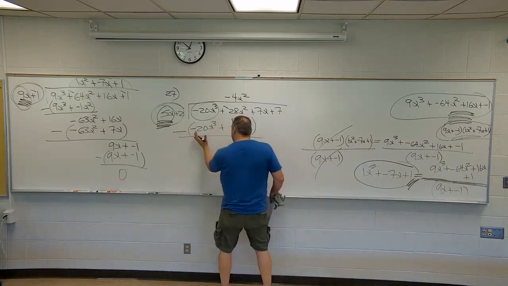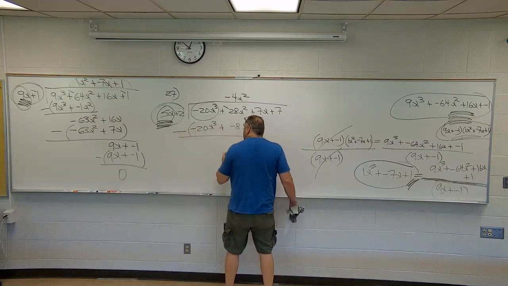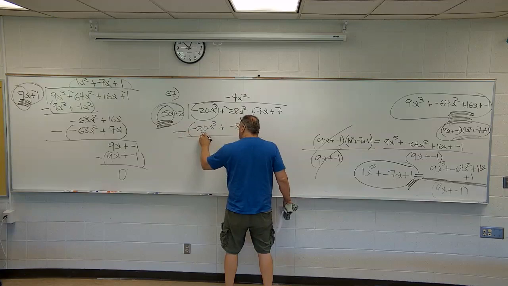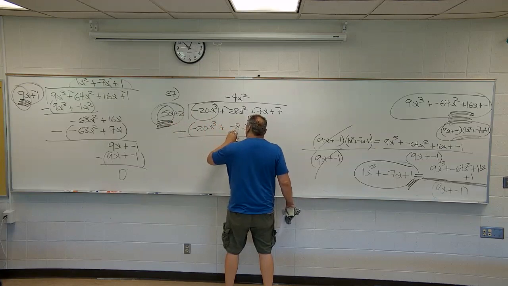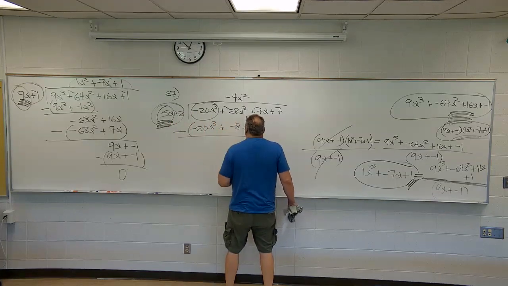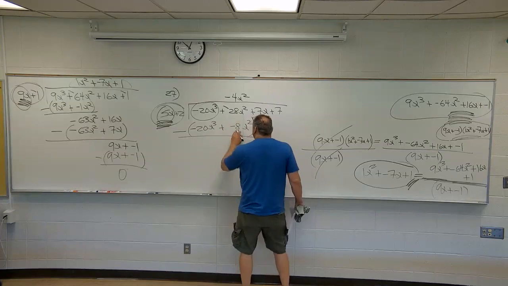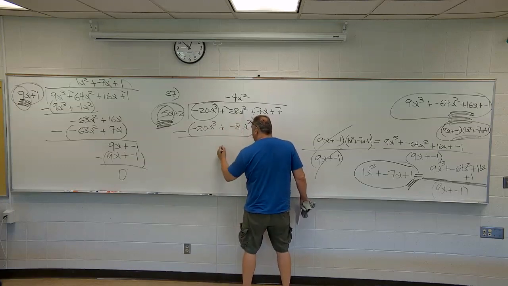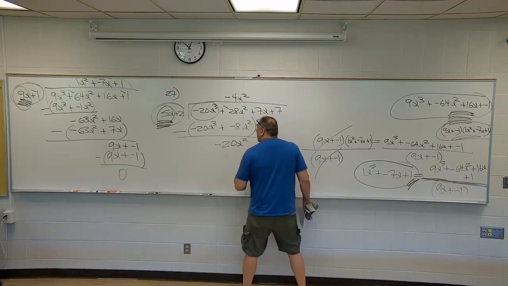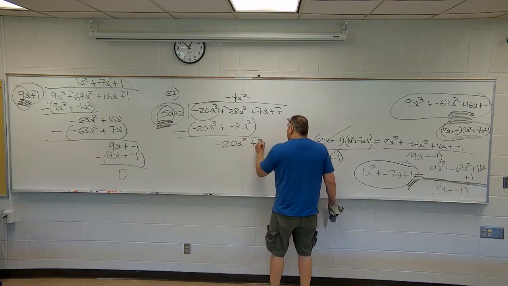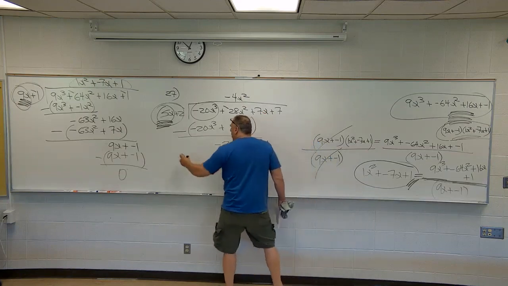Let's subtract that whole quantity. Bring the negative inside. Negative of a negative is positive 20x squared. Positive 20x squared and negative 20x squared is 0. Negative of a negative is positive. Positive 8x squared and negative 28x squared is negative 20x squared. Bring a 7x down and see if you can go.